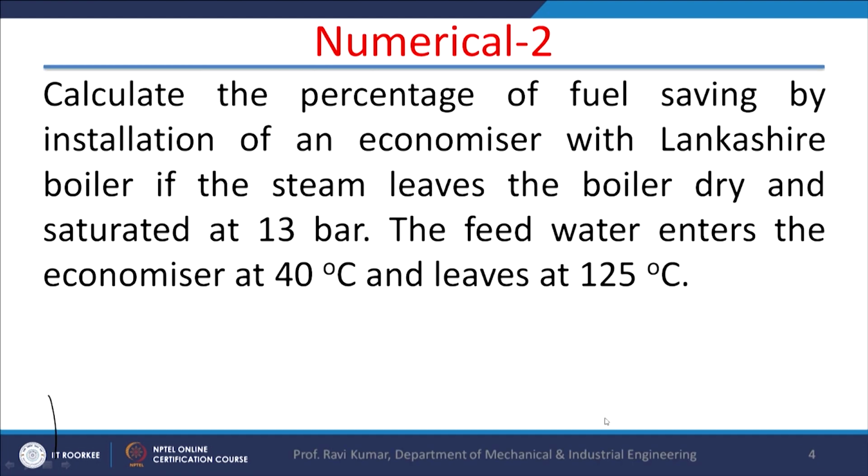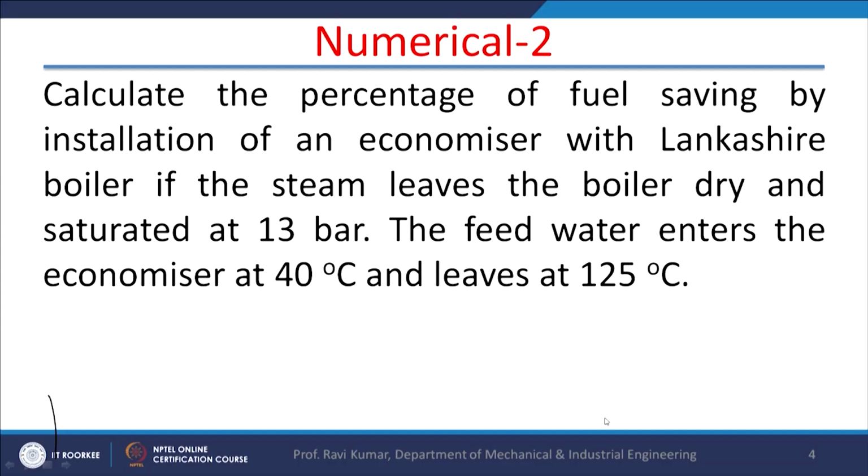Now solve the numerical. The economizer is installed on the exhaust side of the boiler where the flue gases come into contact with the economizer. It is a sort of heat exchanger where heat is transferred from the flue gases to the feed water, and this heated feed water is supplied to the boiler. So let me read out the numerical: calculate the percentage of fuel saving by installation of an economizer with Lancashire boiler if the steam leaves the boiler dry and saturated at 13 bar. The feed water enters the economizer at 40 degrees centigrade and leaves at 125 degrees centigrade, right.